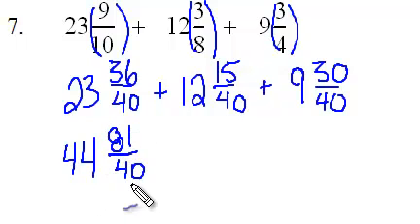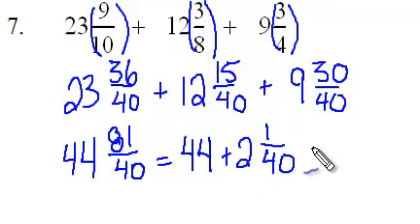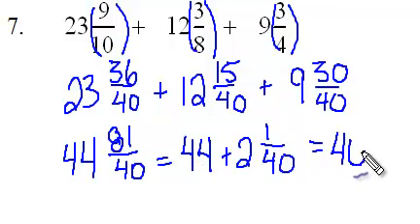Now, this isn't a wrong answer, but it's not written in proper format because I have an improper fraction as my fractional portion. So I just need to change that. Now, 40 will go into 81 twice. So the way this works out is I take my original 44 and I add the 2 because 40 goes into 81 twice. I'm left over with 1 over that original denominator of 40. Now I can just combine these two. 44 plus 2 is 46 and just tack on that last fractional portion. So 46 and 1/40 is the answer to this question.